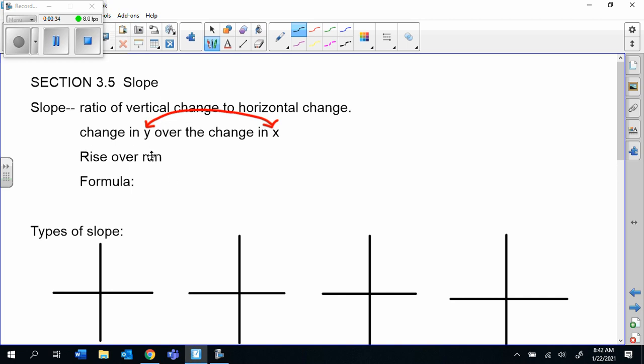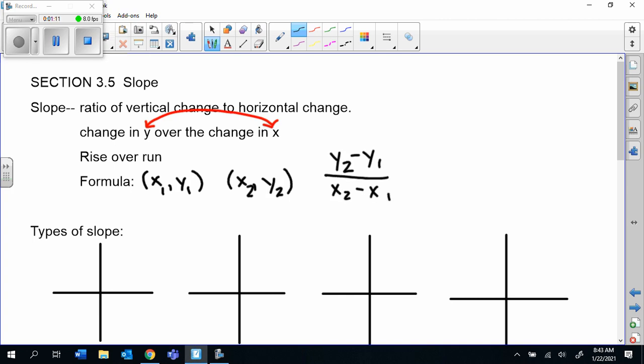It's also rise over run, and we also have a nice little formula for slope. So if we have 2 points and we want to calculate the slope, we call them point 1 by putting little subscripts in with a 1 and a 1. And we just assign the other point to be point 2. Doesn't really matter which one is which. And we plug it into this formula here, y2 minus y1 over x2 minus x1.